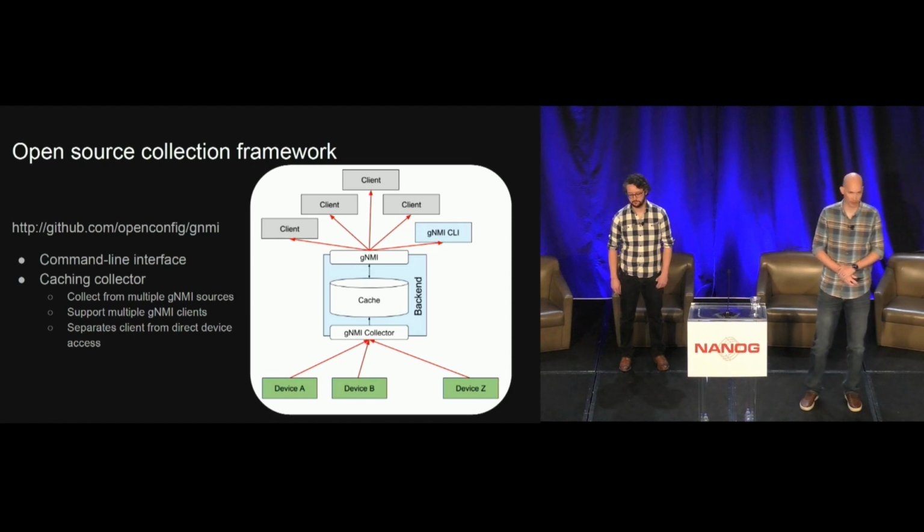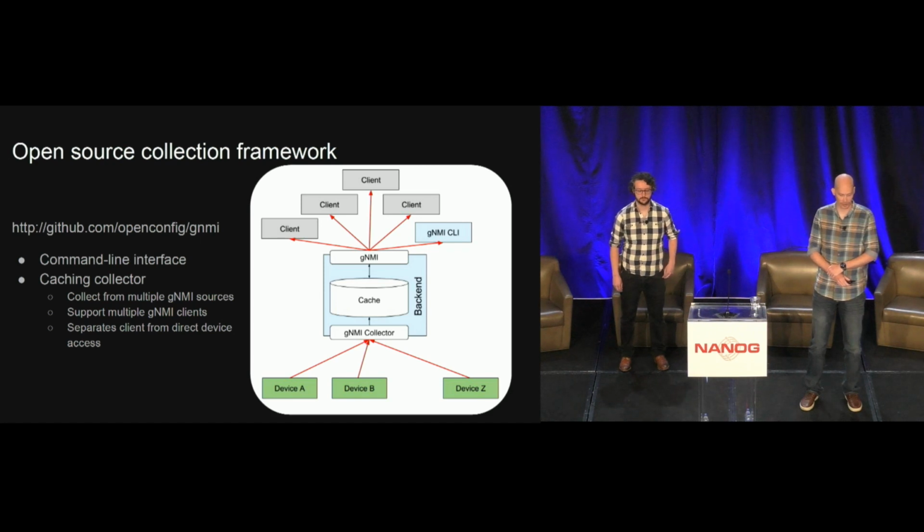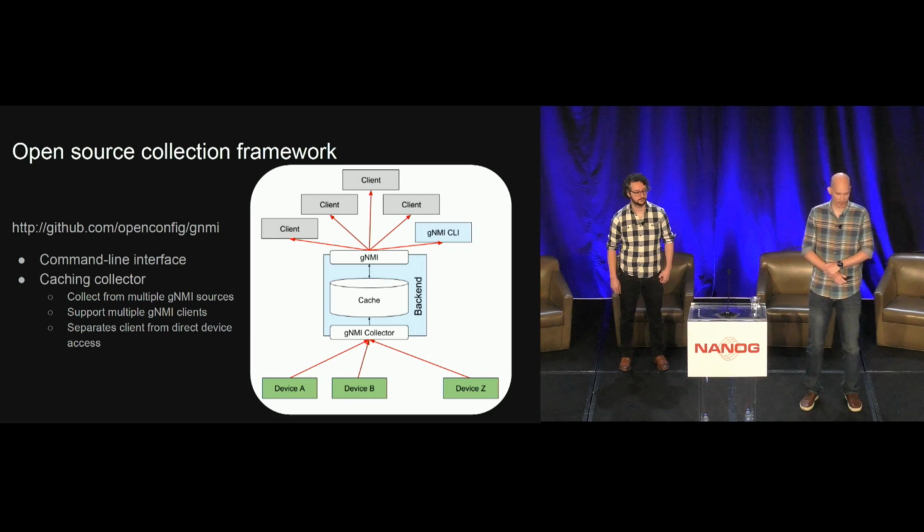And I'm going to talk a little bit about the open source collection framework. We actually published a CLI for gNMI probably about 9 months ago, and we've had several of our vendors who have been testing with it. Just this last week, we actually open sourced a caching collector. This is something that supports gNMI on its input from the devices, but also gNMI on its output. And so if you're looking at how you would do a gNMI implementation as a server, this is actually both a server and a client. And so this is a reference implementation that illustrates some of the things that we're talking about today.